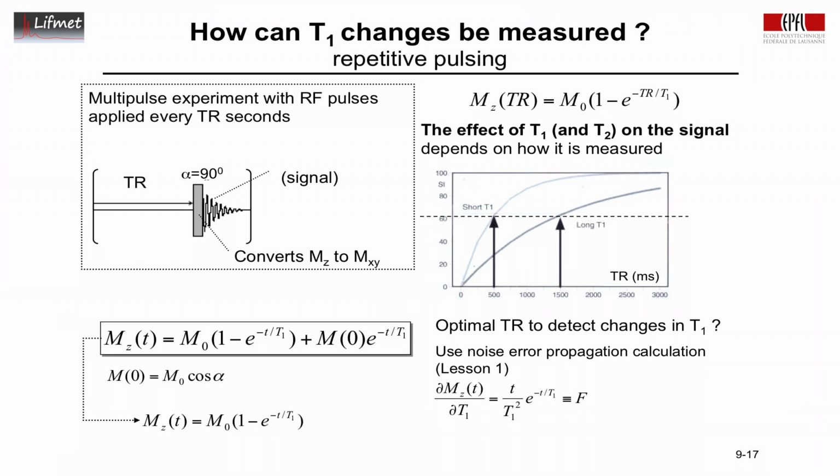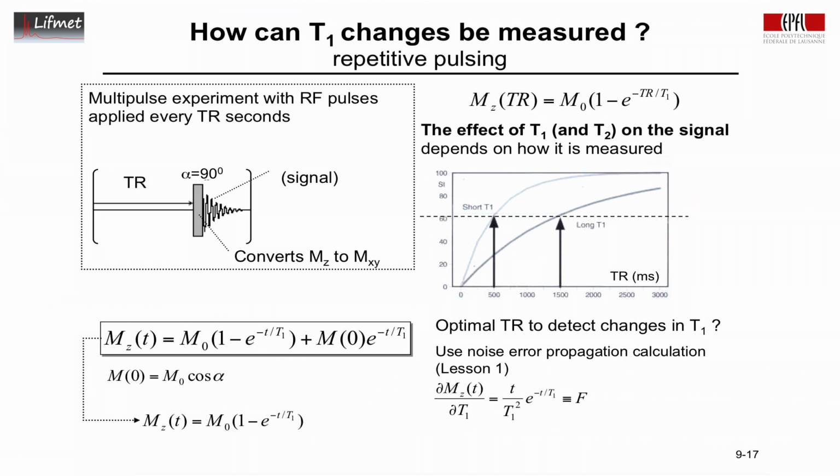So first we calculate the derivative of the Z magnetization with respect to T1. This just tells us how strongly the Z magnetization varies if one were to vary T1. So where is the Z magnetization? How much does it vary in response to variations in T1? That's just the derivative of this term with respect to T1, and this is the expression that we obtain. And we'll call this function big F.